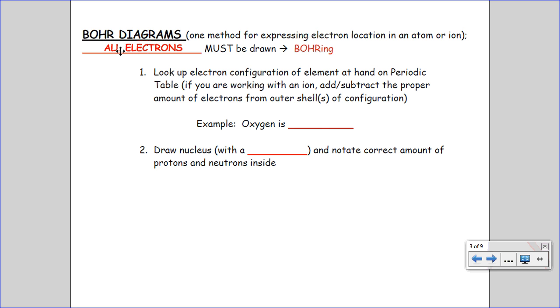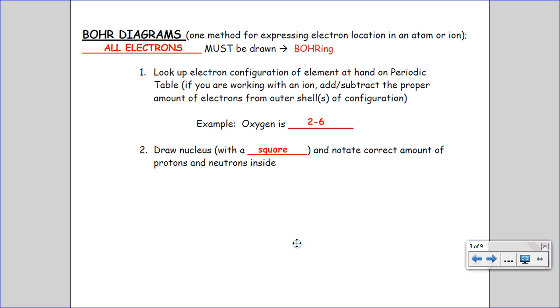So for example, we're going to do oxygen. And the electron configuration for oxygen is 2-6. So it has 2 principal energy levels, 2 kernel electrons, and 6 valence electrons. So we draw a nucleus with a square in it and notate the correct amount of protons and neutrons inside.